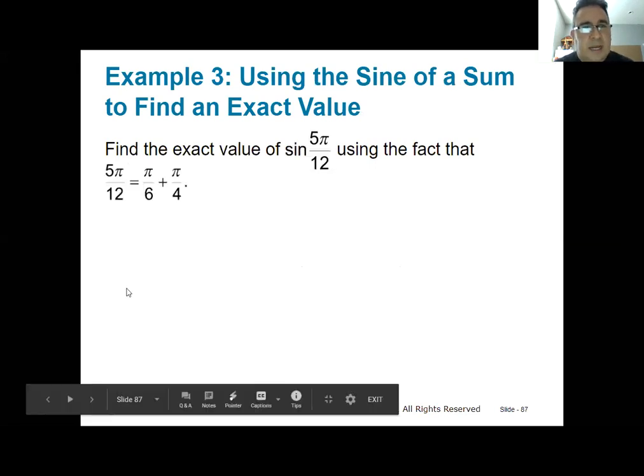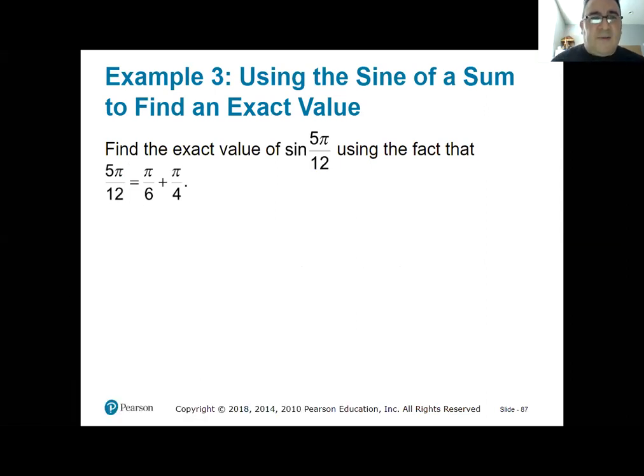So now, in this example, this is example three, using the sine of a sum, find the exact value. So they want us to find the exact value of sine of 5 pi over 12 using the fact that 5 pi over 12 is equal to pi over 6 plus pi over 4. Okay, so go ahead and copy the problem.